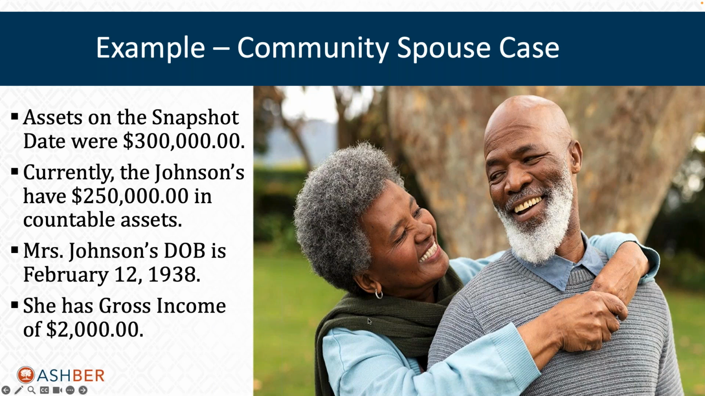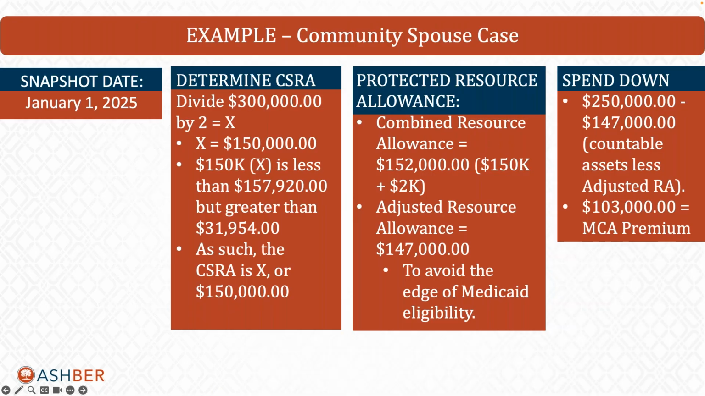So here is the process of calculating the CSRA and determining the amount of the annuity in this case. We have the snapshot date of January 1, 2025. Step 2, we're going to determine the CSRA. The snapshot assets, $300,000, divided by 2 is equal to X. So X equals $150,000. That means X is less than $157,920, but greater than the minimum. I think I have the wrong number on there. I think it's 584, so that's a typo on my part. But anyway, it is obviously still greater than either one of those numbers, definitely greater than the minimum. So in this case, the CSRA is going to be equal to X because it's less than 157,920.